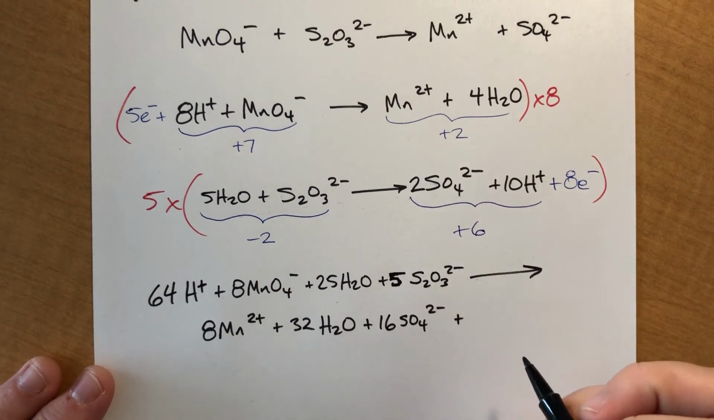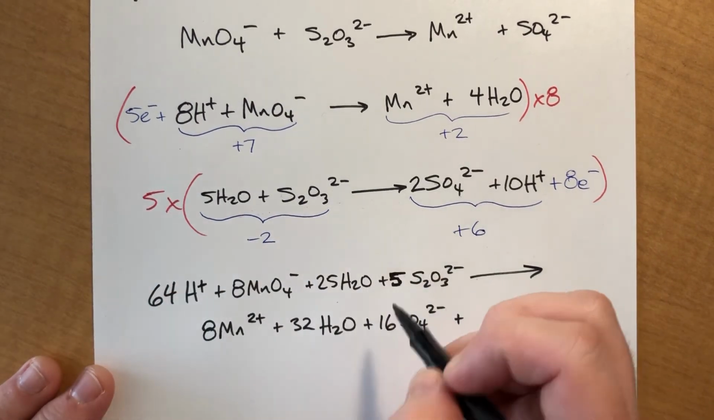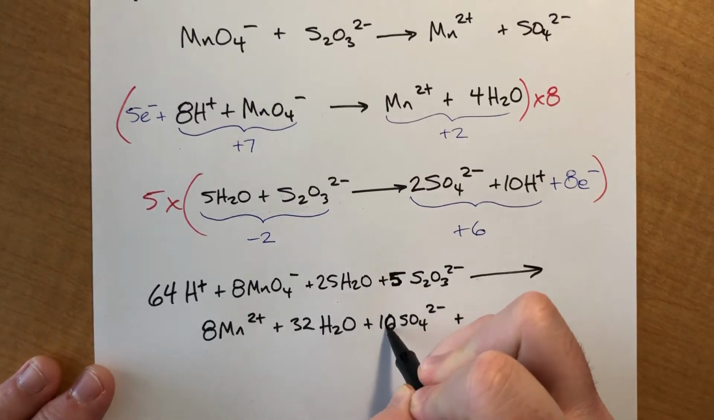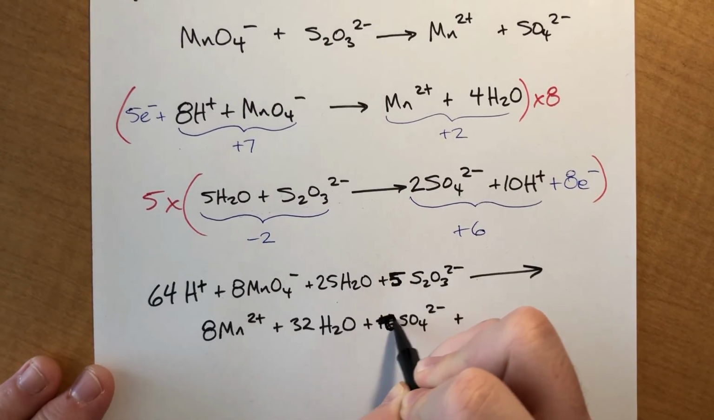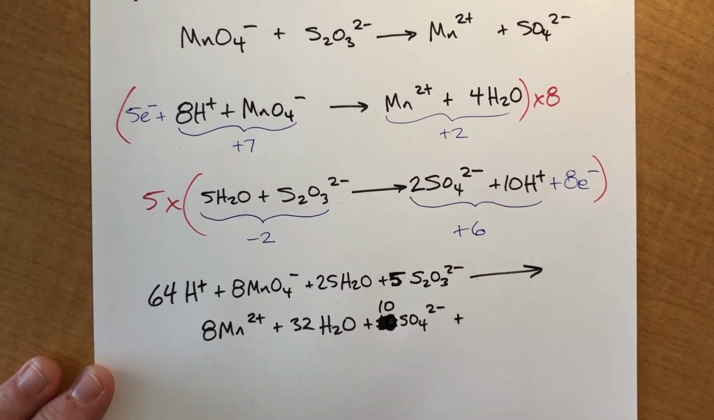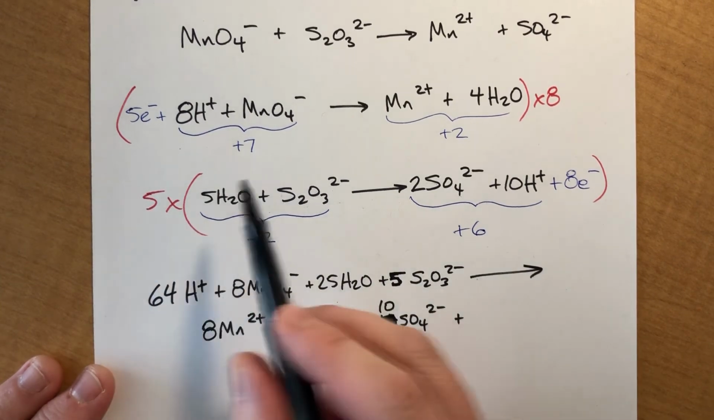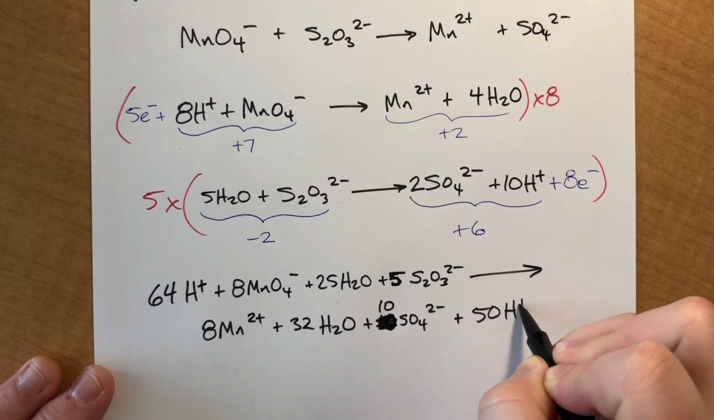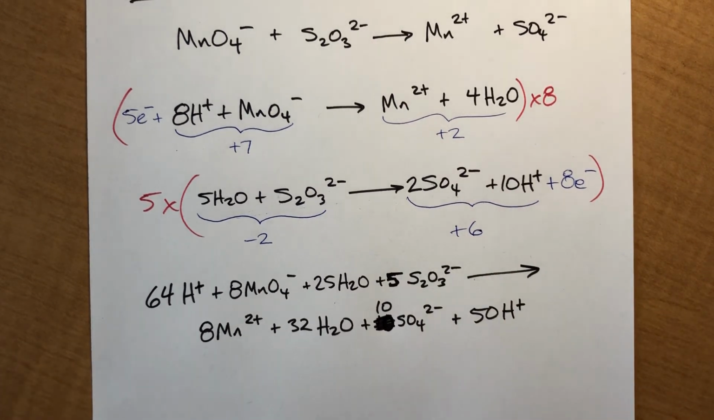And 8 times, or sorry, I am totally wrong here. We're doing 5 times here. 5 times 2 is 10. Let me mark that out. 10 sulfates. And then 5 times 10 is 50 H pluses. Sorry, this is why I said you gotta be diligent. Obviously I can mess it up too.